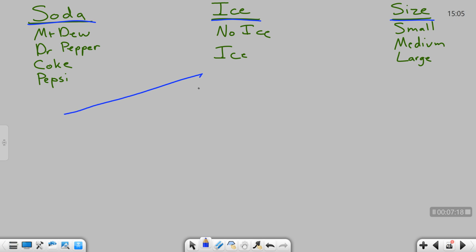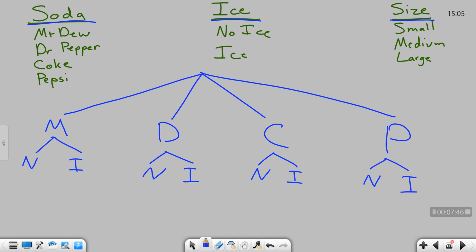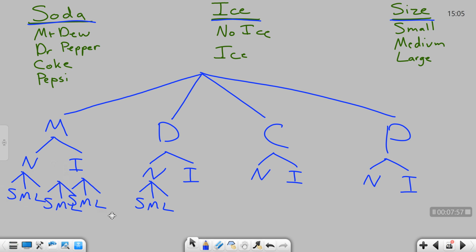Each time you make a decision, you're just going to put a branch down for all these things. So I might get Mountain Dew, which I'll just call M, or Dr. Pepper, which I'll just call D, Coke, which I'll call C, and Pepsi, which I'll call P. Then I'm going to pick an ice option. Either I get no ice or I get ice on each one. Again, I'm putting down branches for each decision. And then I'm making a decision on each one of these. Should I get the small, the medium, or the large? And in order to save a little bit of time, we'll just do it this way. Small, medium, large for each one of these possible options.